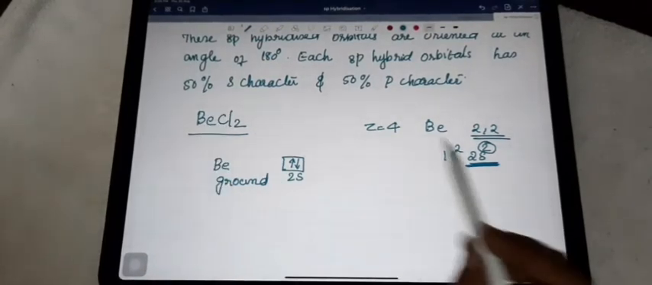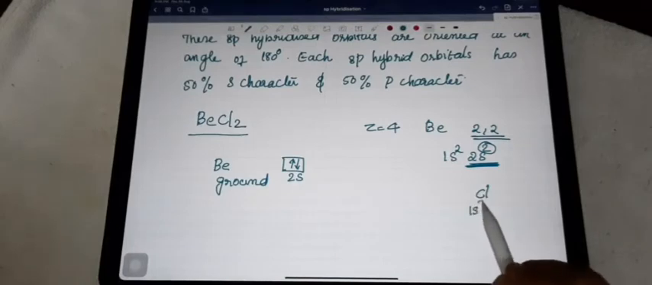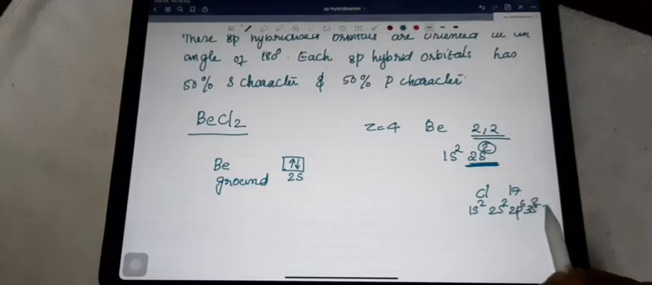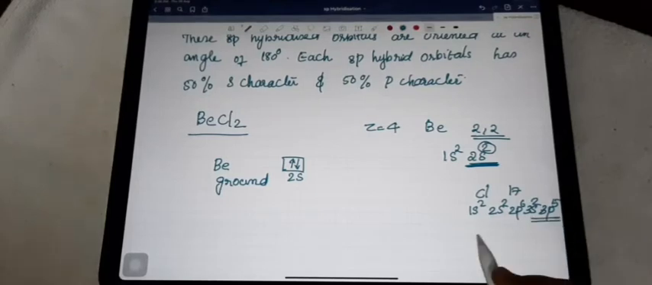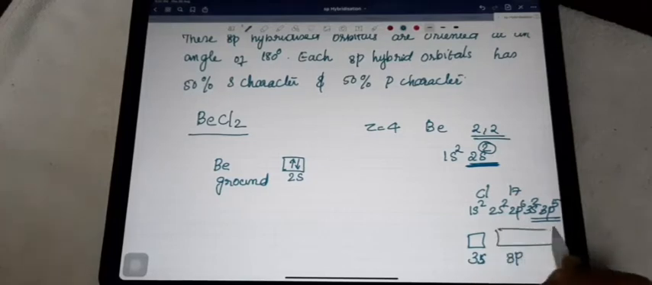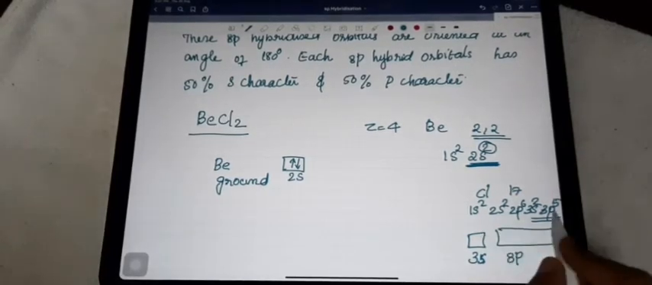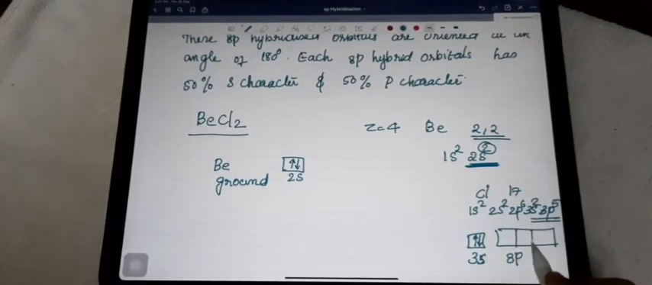Here we have 2 chlorine atoms. Chlorine, you know, has atomic number 17, so the electronic configuration is 1s2, 2s2, 2p6, 3s2, 3p5. In the outermost shell, we consider 3s and 3p only. So 3s has 2 electrons and p has 5. You know the rules: first filling, afterwards only pairing. So one p orbital is half filled. Likewise there are 2 chlorine atoms here.